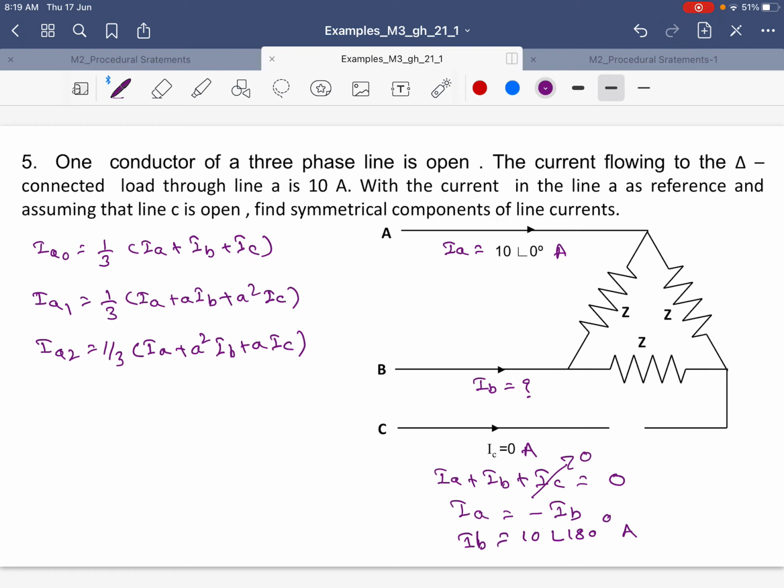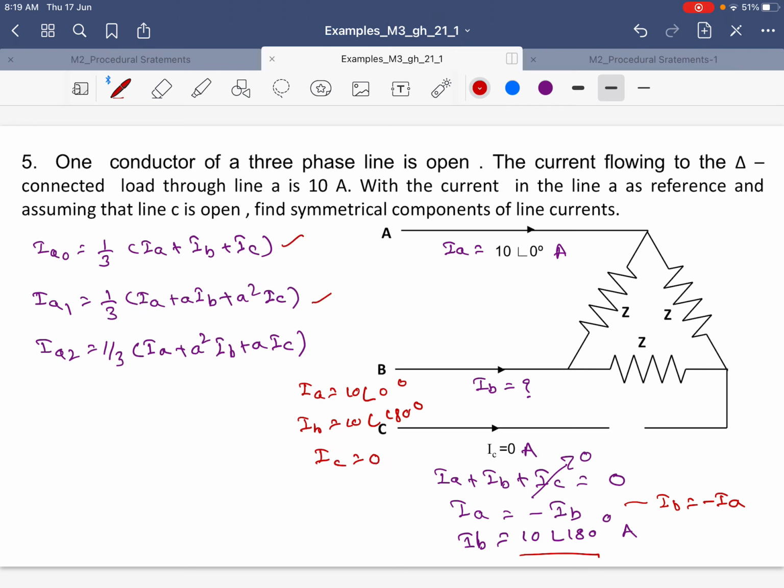IA is equal to minus IB, or IB is equal to minus IA. IA is 10 at an angle of 0, therefore IB is equal to 10 at an angle of 180. Then we know the value of IA: IA is 10 at an angle of 0 degrees, IB is equal to 10 at an angle of 180 degrees, and IC is equal to 0.